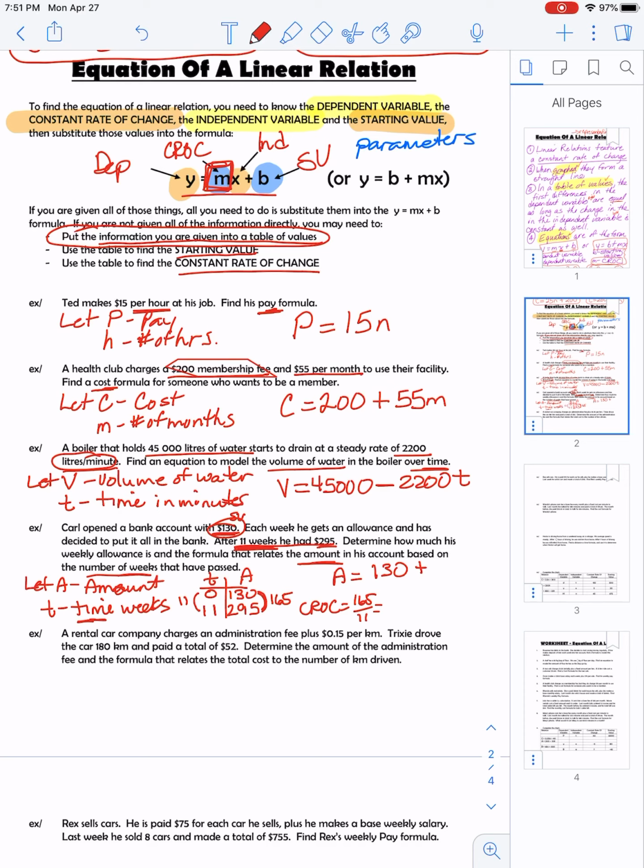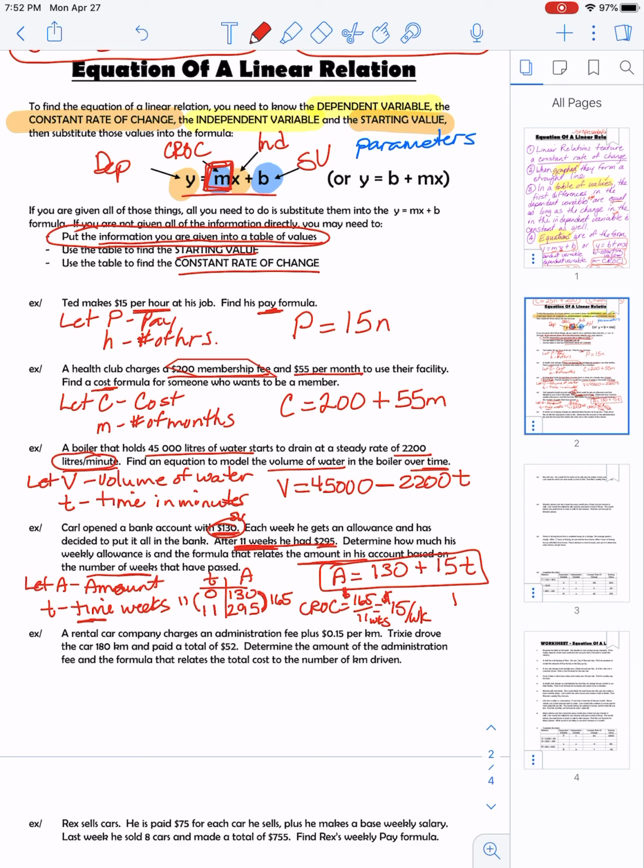We've done that before. That shouldn't be new to you. And 165 divided by 11 is $15. So remember, that's $165 divided by 11 weeks, so $15 per week is the rate of change. So then this is going to be 15 times T. Now we could have put T as W to represent the number of weeks. You can put whatever letter you want there. It doesn't matter what the letter is, but you do have to identify what it means. And so this is your final answer.